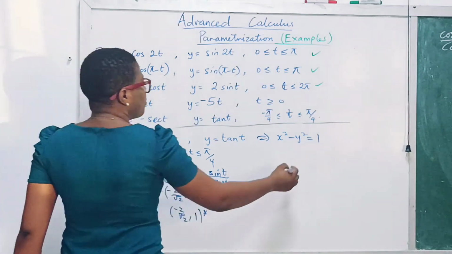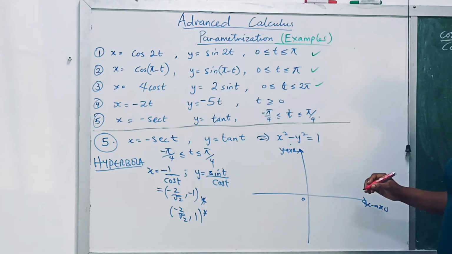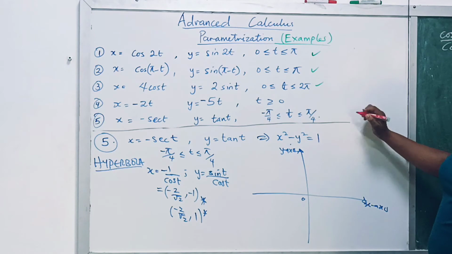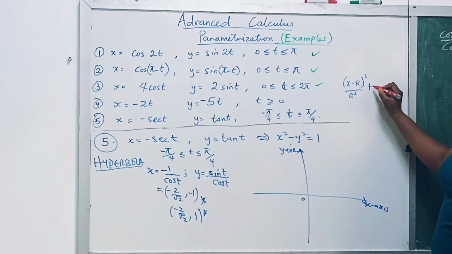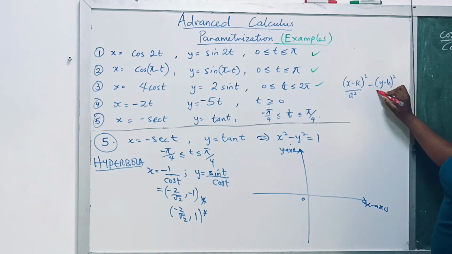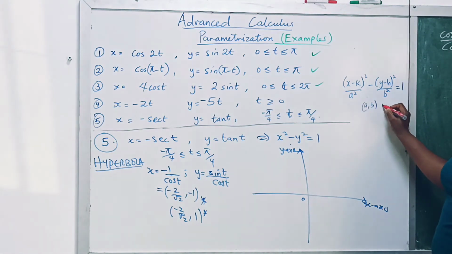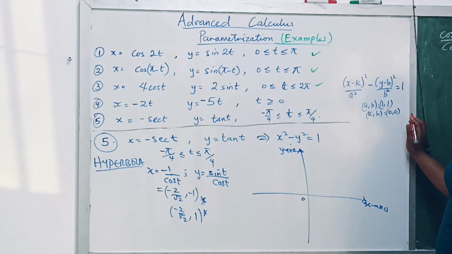Let's try to sketch. Sketch the graph. You draw the graph. So, the general equation of a hyperbola is x minus k squared over a squared plus y minus h squared over b squared is equal to 1. So here you can see that a and b, they are what? 1, 1, right? Yes. And we can see that k and h, they are 0, 0, right? Yes.